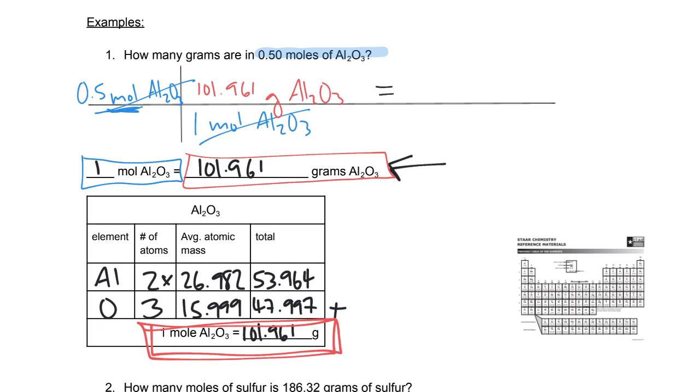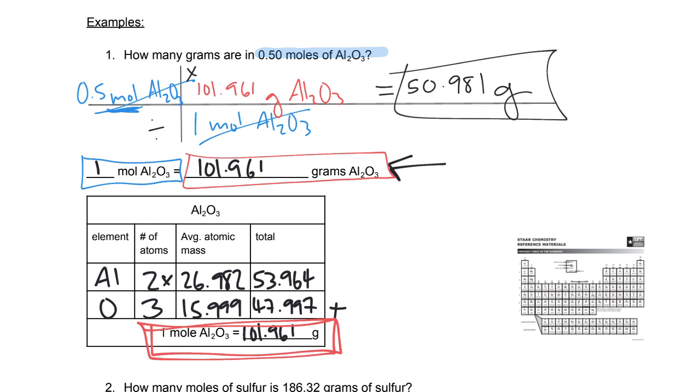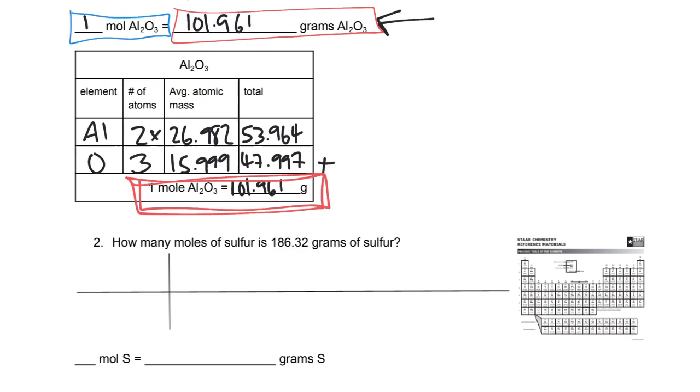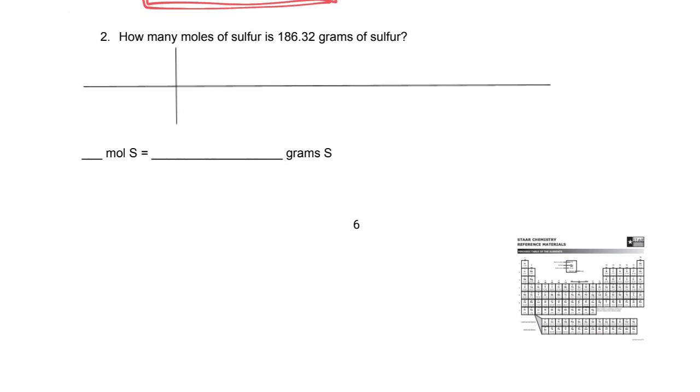And our last thing to do is the actual math. For the math, we're going to multiply all of our numbers that are on the top, divide by all the numbers that are on the bottom, which in this case is really just 1. So you can kind of ignore it. And that's going to give us our answer, which is 50.981 grams are in half a mole of Al2O3. Okay, so that's kind of the full process. Let's do one more to make sure you guys have got it.